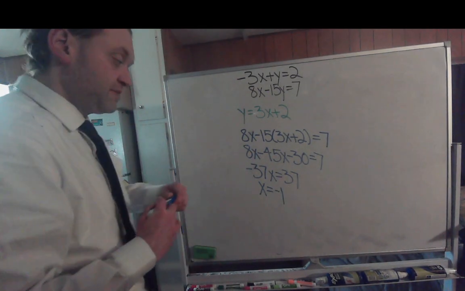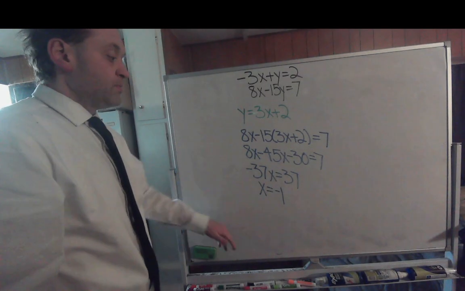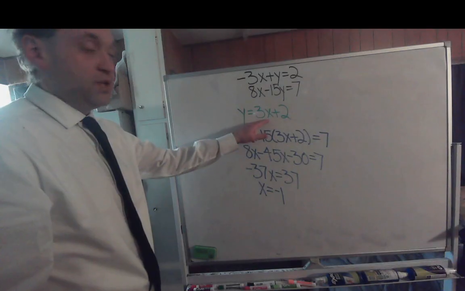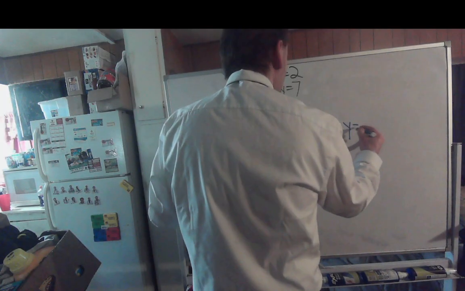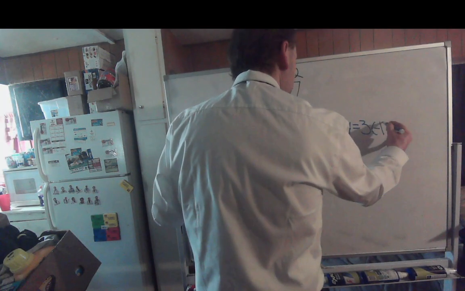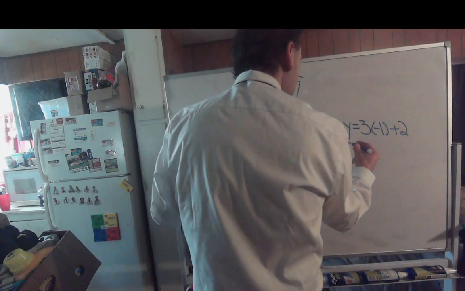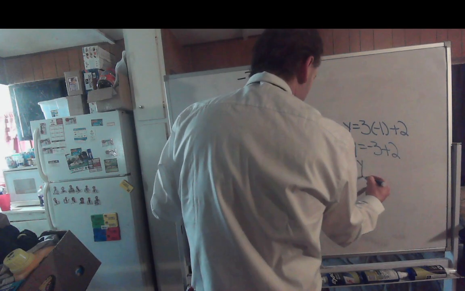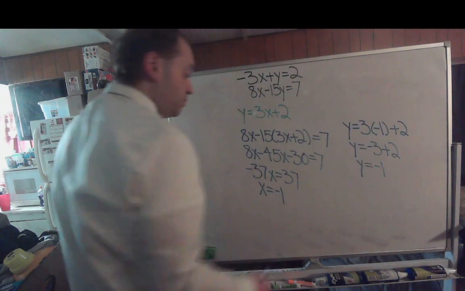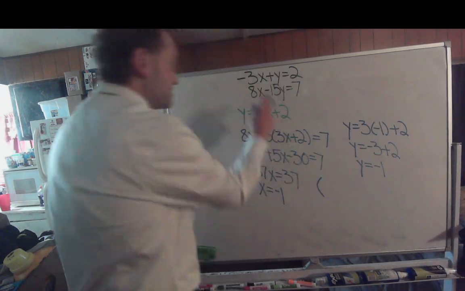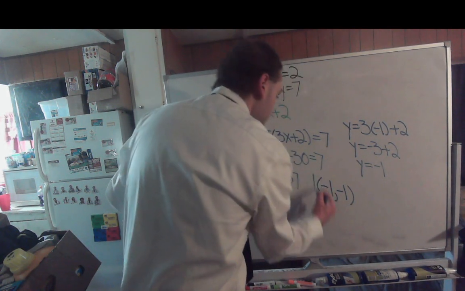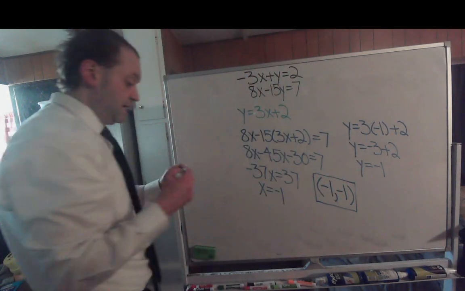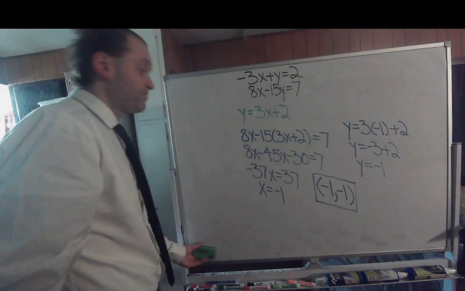So we found the x value of negative 1. Now we can find the y value by substituting the x in the substitution equation. So y would equal 3 times that x value of negative 1 plus 2, which means y equals negative 3 plus 2, which would give you a y value of negative 1. So the ordered pair that's the solution to this system would be negative 1, negative 1. That would be your solution. 4 more.